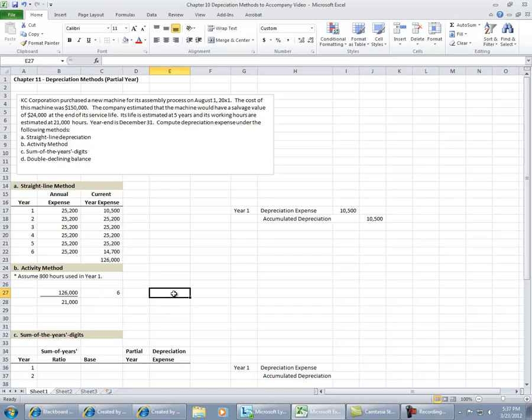So in year 1, if we used 800 hours, we would take the 800 hours times the $6. So in year 1, we would have expensed $4,800. So it's going to change every year depending on the usage. If we use more, we're going to expense more. If we use less, we'll expense less.